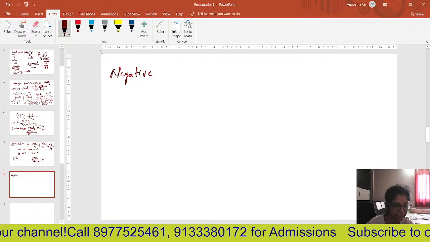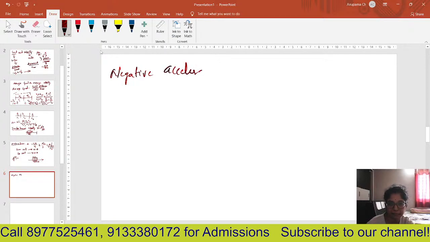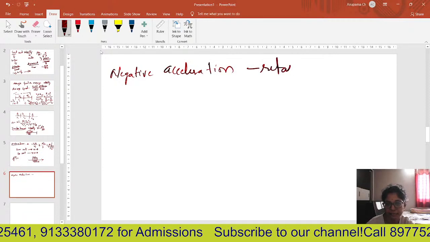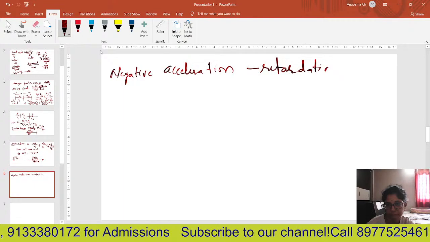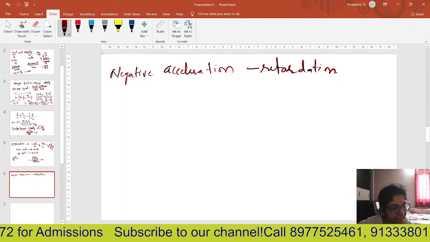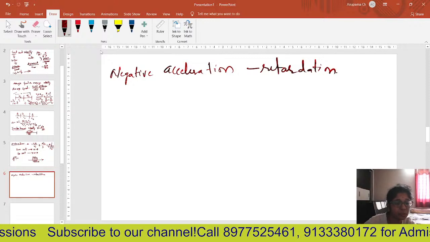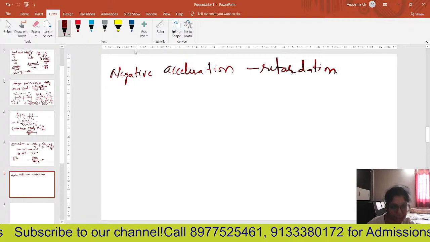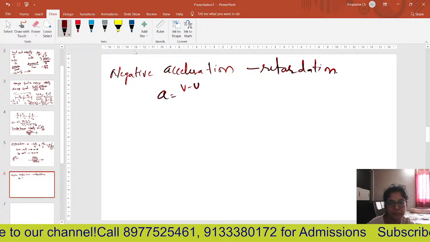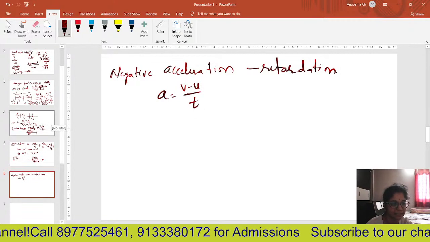That's what I'm telling, Hasini. Negative acceleration will also be there. Negative acceleration is called retardation. Okay? Positive will be there, negative also will be there. And acceleration may be zero also. When acceleration will be zero, I'll tell you, what is the formula for acceleration. We have a is equal to v minus u by t.